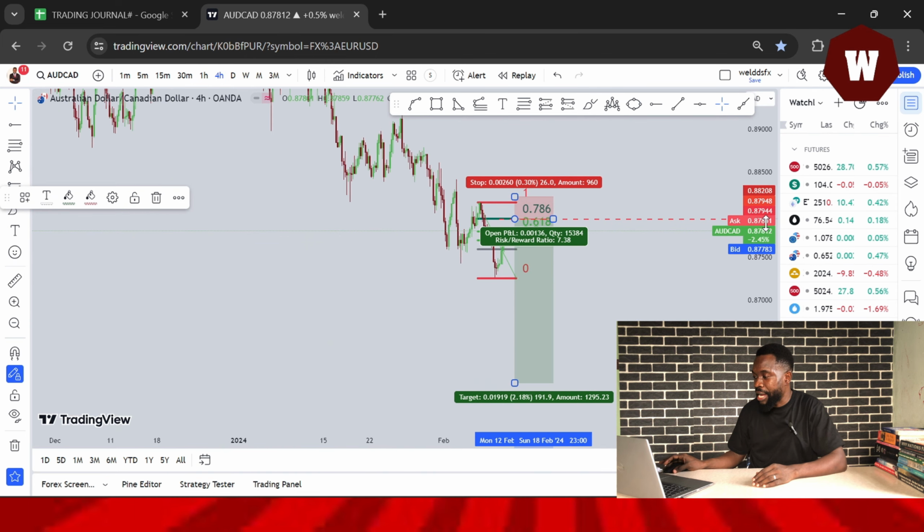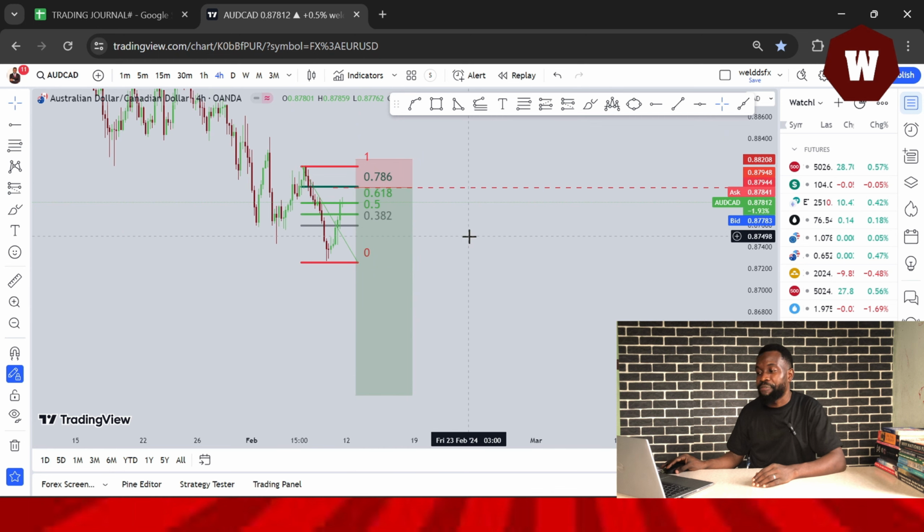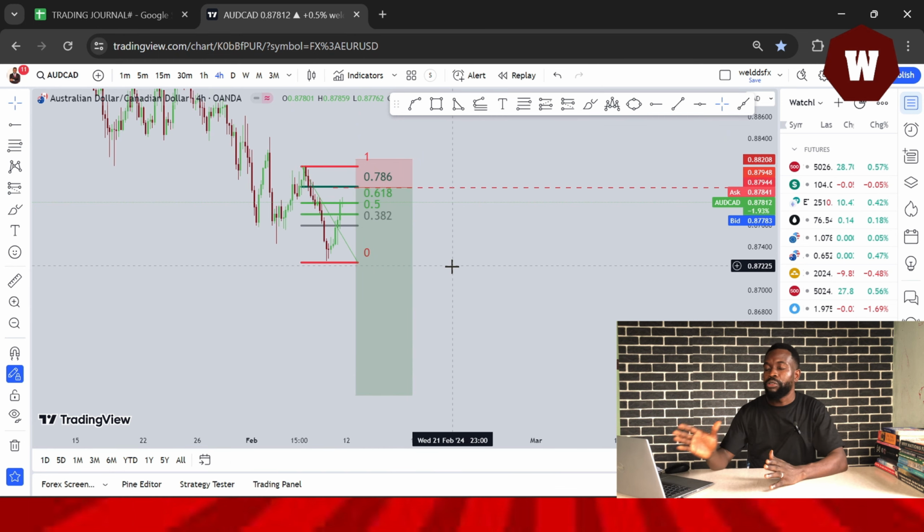This is what we have here. So this trade actually gives us a risk reward ratio of up to 7. So any amount of money you're going to risk on this trade, you should make at least 3 to 4 times of whatever you're risking. So I think that's a very good trade for every one of us to take.